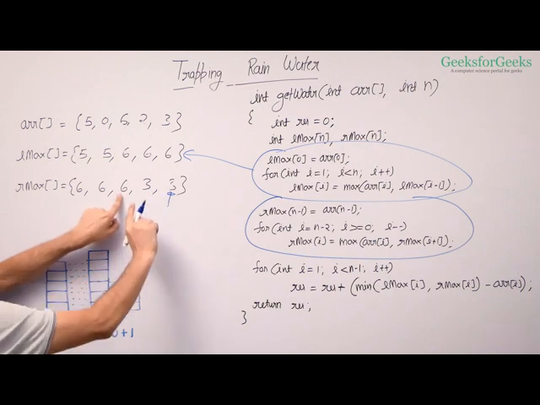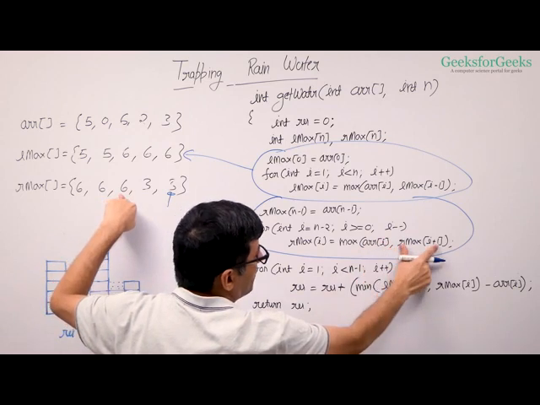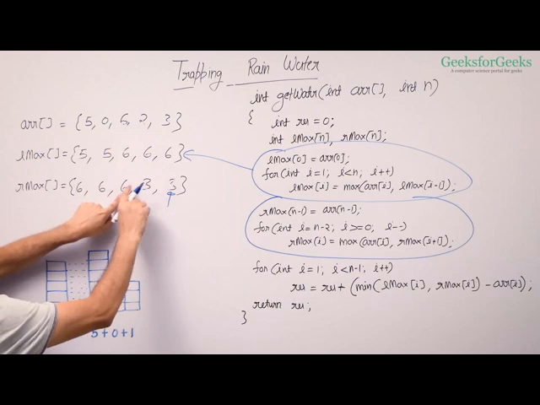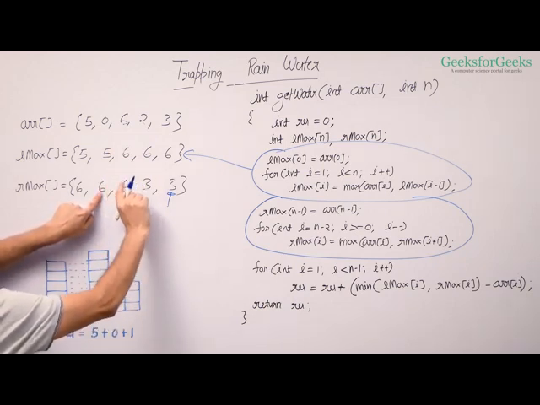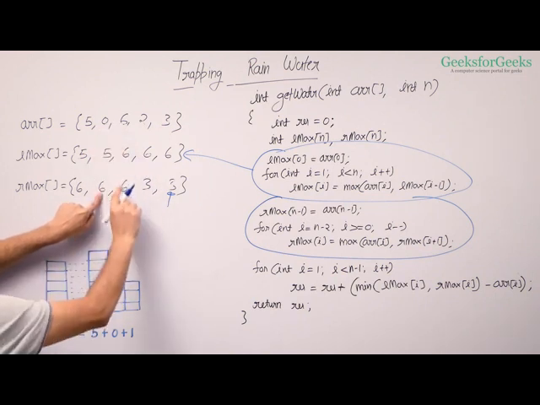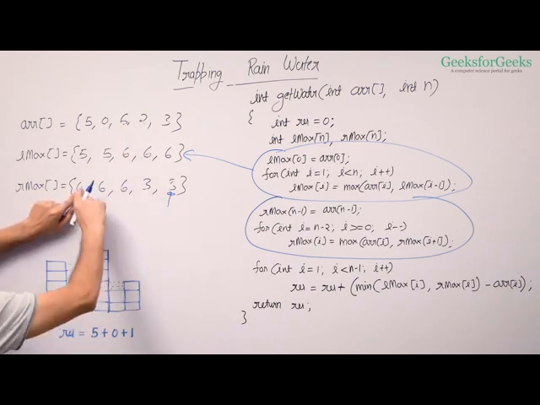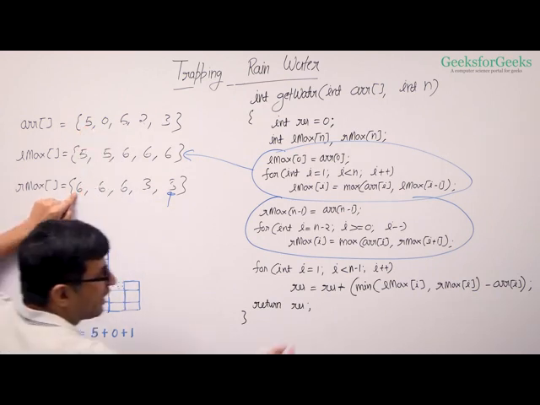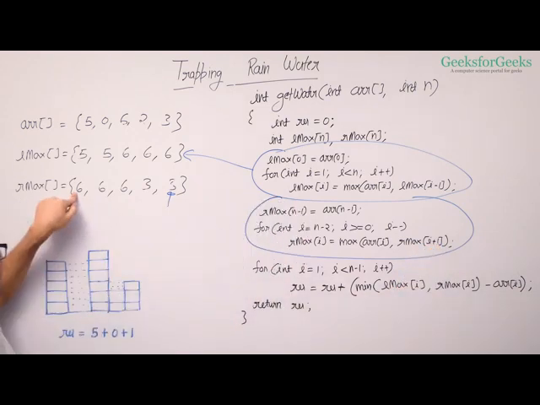For this element, we again compare this and this. So we compare array I and R max I plus 1, right? So we get the maximum of these two as 6. For this, we again compare the previous element and the current element of the array. Previous element of R max and current element of array. So 6 and 0, 6. Here, we again compare 5 with 6, right? Array I and R max of I plus 1. We take the maximum of these two, we get 6.